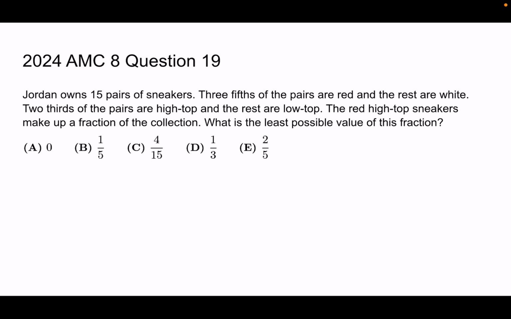For AMC 8, question 19. Jordan owns 15 pairs of sneakers. 3/5 of the pairs are red and the rest are white. 2/3 of the pairs are high top and the rest are low top. The red high top sneakers make up a fraction of the collection. What is the least possible value of this fraction?